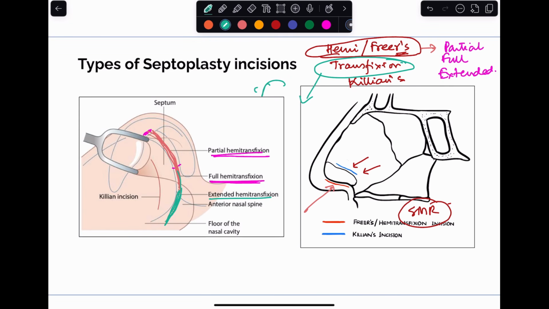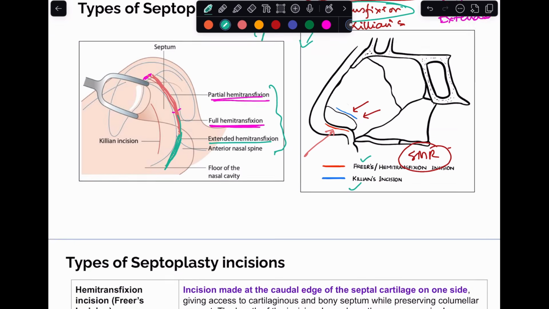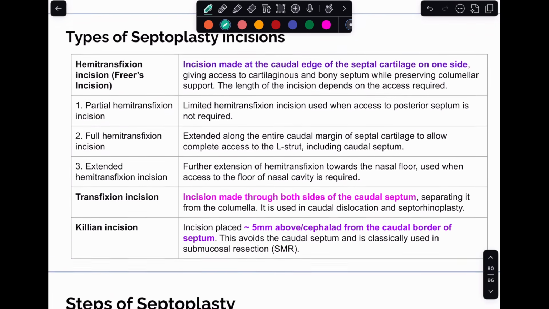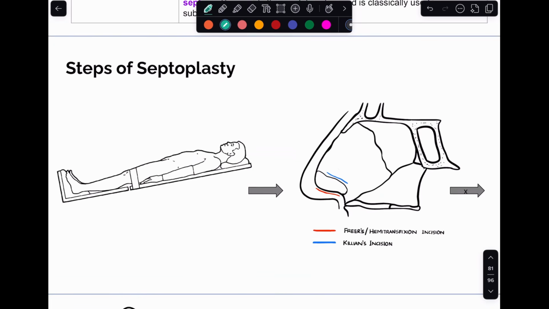The viva questions that are more commonly asked, especially in UG, would be just to know what Killian's incision is and what Freer's incision is. You do not need to know all these different types of hemitransfixion incision. But from the postgraduate standard, you should know all of these different incisions. So that's about the septoplasty incisions. Now we'll talk about the different steps of septoplasty.